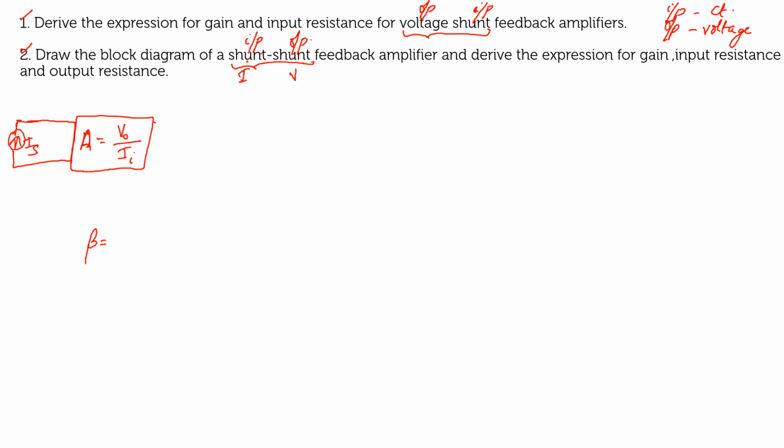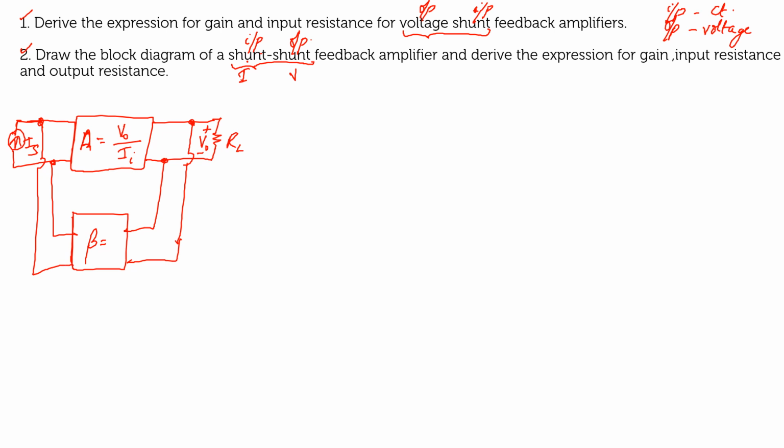Both are shunt connection. And your output is your voltage. So both you have your shunt connection. A portion of the output will be fed back as the input. Here also you will be having shunt connection. So what will be your beta? Now a portion of the output will be fed back as the input. So now the feedback network, the input will be your voltage, and what will be the output? Output will be your current IF.